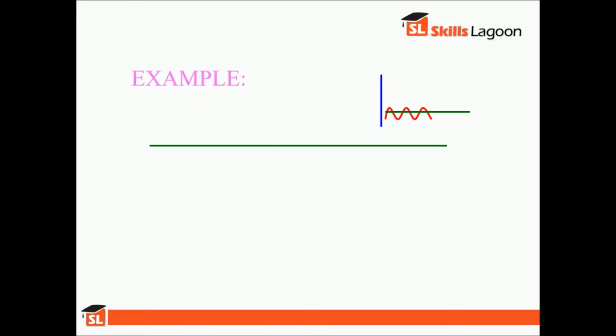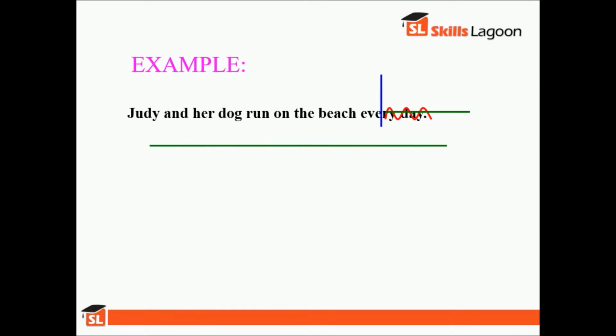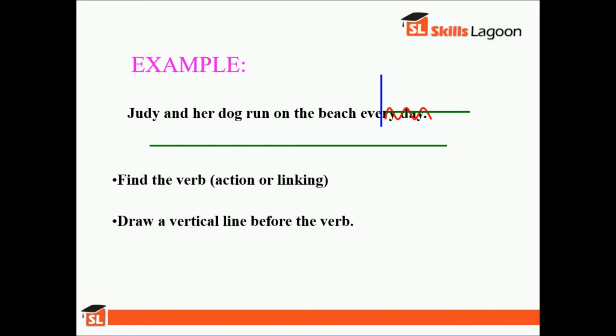For example, Judy and her dog run on the beach every day. Find the verb, action word or linking word. Here in this example, run is the action word. Draw a vertical line before the verb. The predicate is the rest of the sentence.